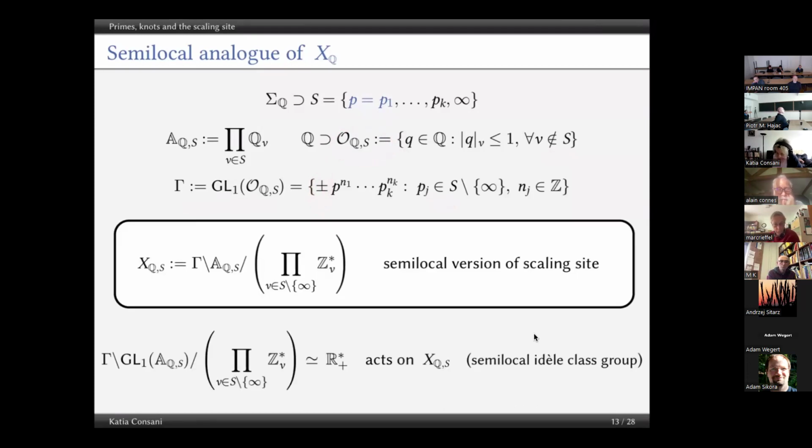So this is the semi-local version of the scaling site, when you take the double quotient by shrinking the collection of primes that you handle in the definition of the original double quotient. And there is an action of R star plus on X_S. This is what remains, again, of the class group action on the full non-commutative double quotient, because after all, you quotient by Z hat, Z V star. So that's the reason why you simply see an action by R star plus.